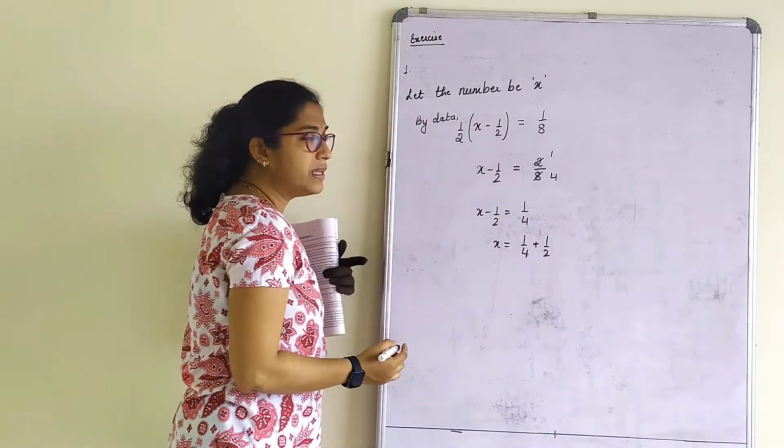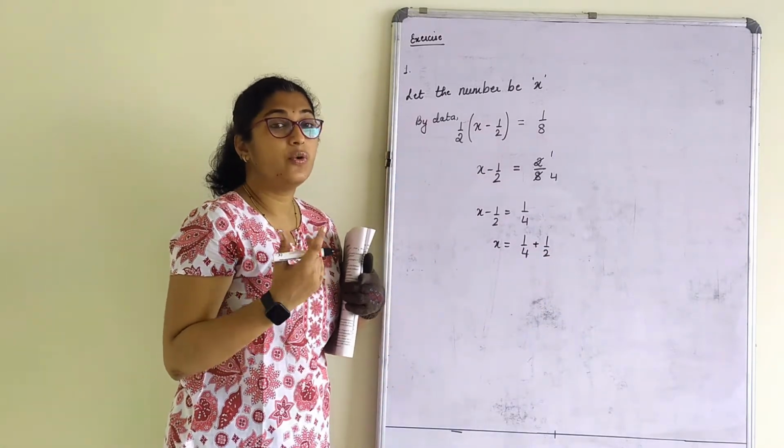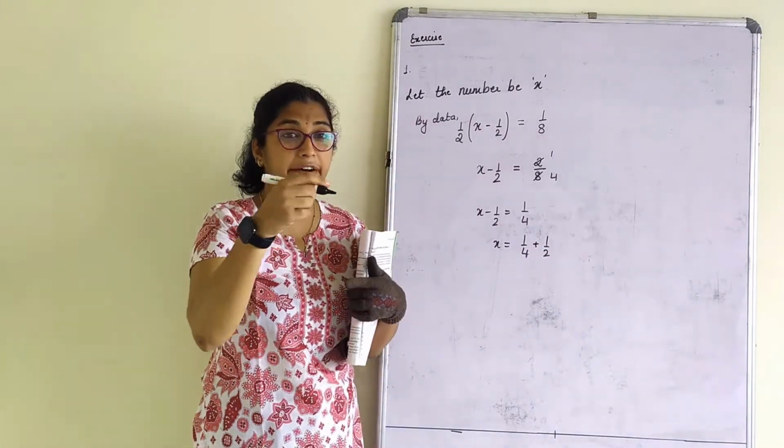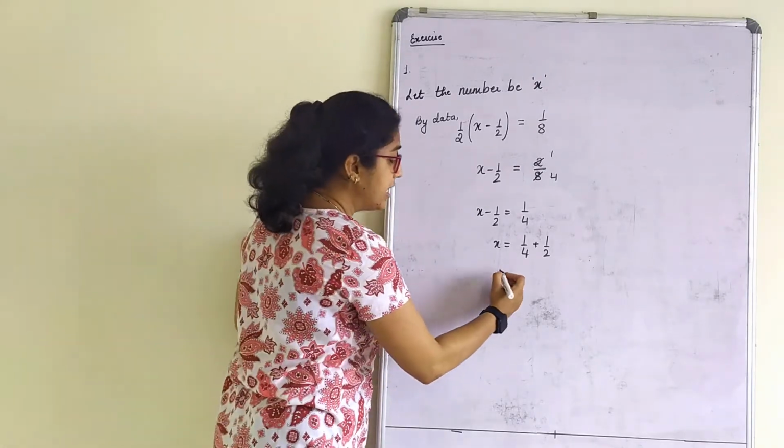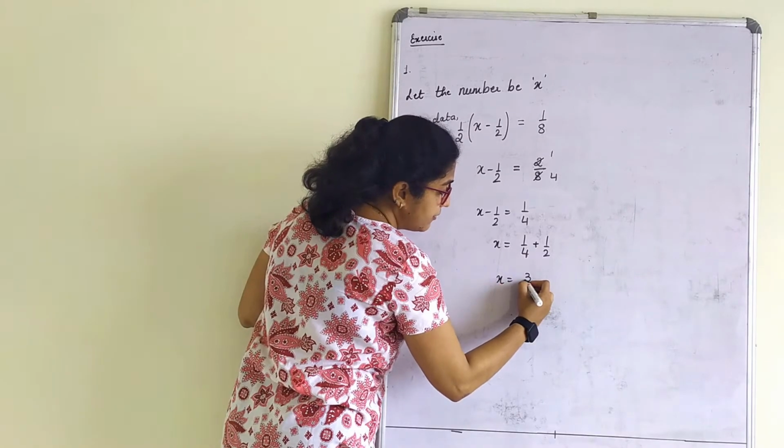Now 1/4 plus half, please do not take LCM. We know teachers usually give us half, 1/4 while correction. How do we count it? So 1/4 plus half, answer is 3/4.